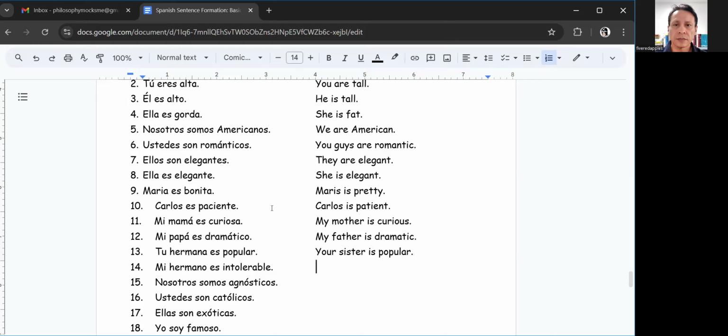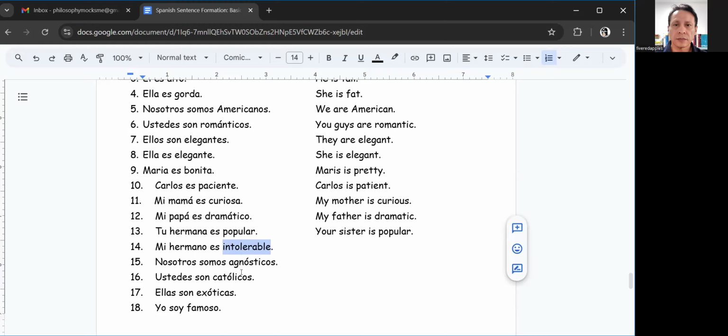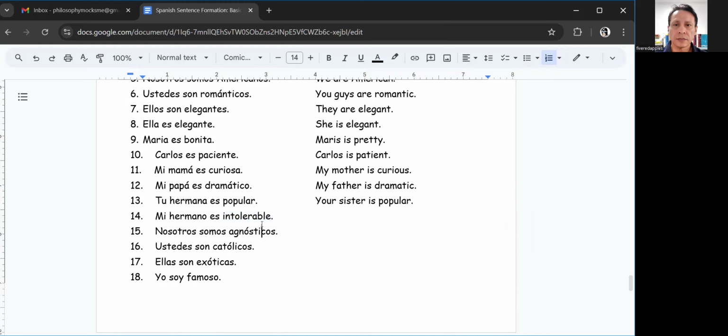And we know why. Mi hermano es... Sorry, I wanted to say something first. Read this word. If you read this word, you can read it as a regular English word, intolerable. Just read it with a Spanish way. You don't have to make any changes. So, my brother is intolerable. Nosotros somos agnósticos. I feel like you guys should figure this out. Nosotros somos agnósticos. We are agnostic.